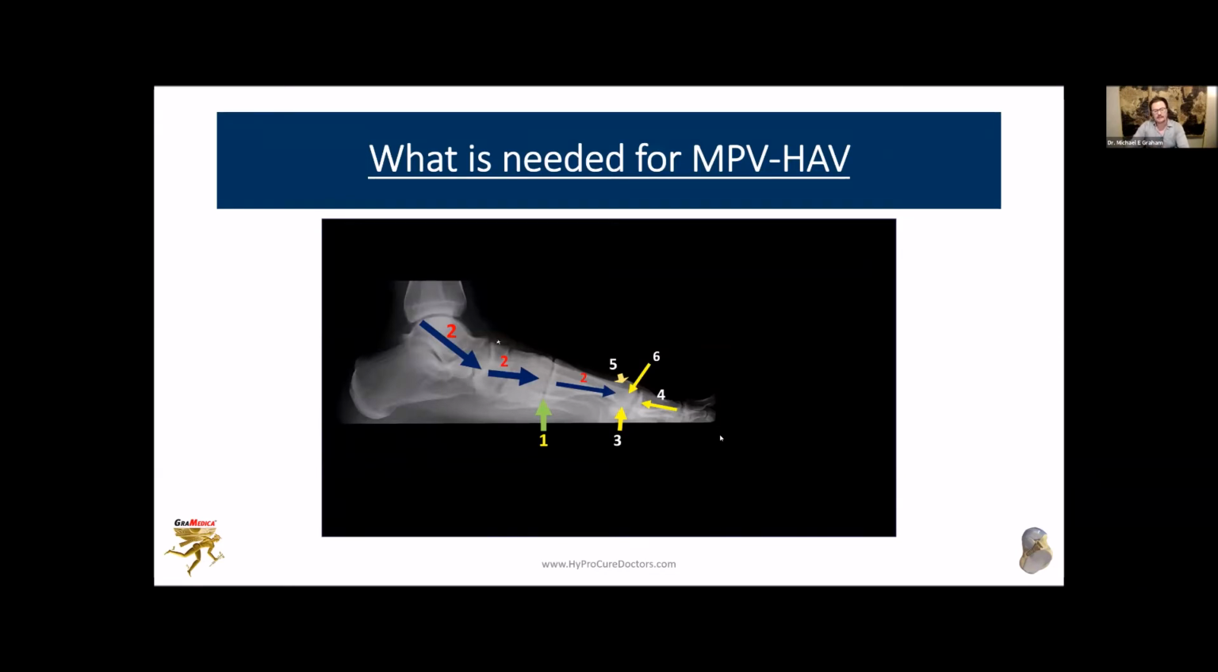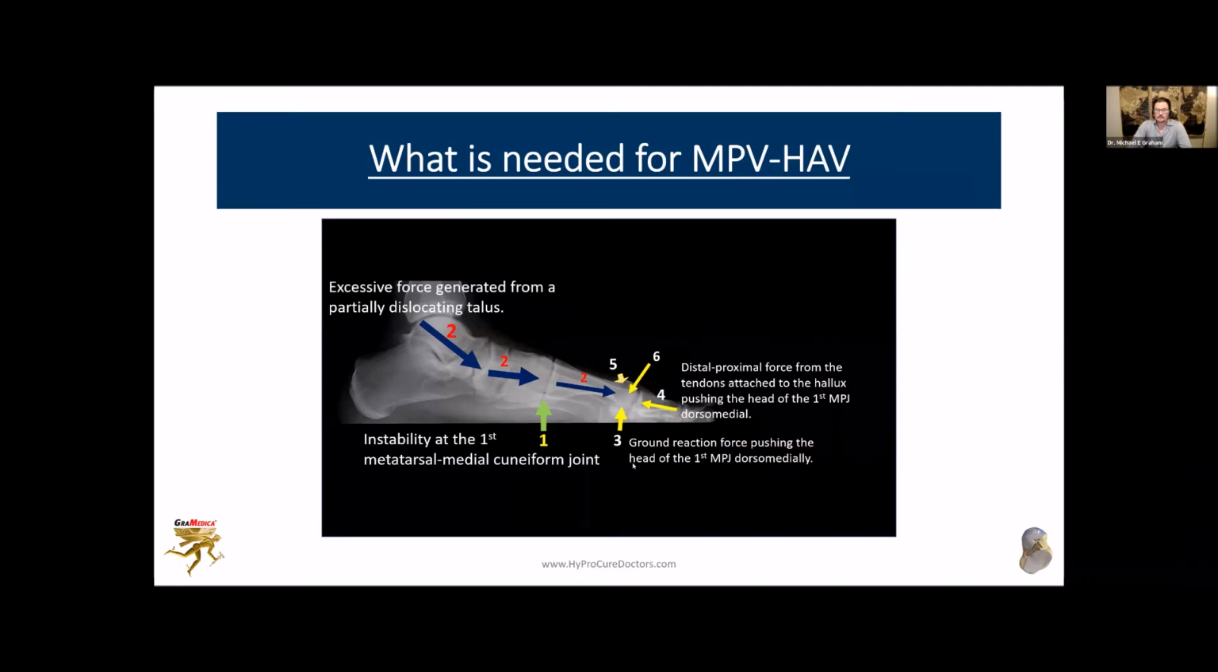So here we take a look at the lateral, and it's the same thing. So we have instability at the first cuneiform joint, but then we add in this very strong and major factor of this partial dislocation of the talus on the calcaneus. So the talus is pushing forward, unlocking joints of the medial column of foot bones, and then add in the ground reactive force that pushes that first metatarsal bone up and out. And then we have the distal to proximal forces acting on the first metatarsal head. So that's why the first metatarsal bone has nowhere to go except up and out. So I think that makes a lot of sense.